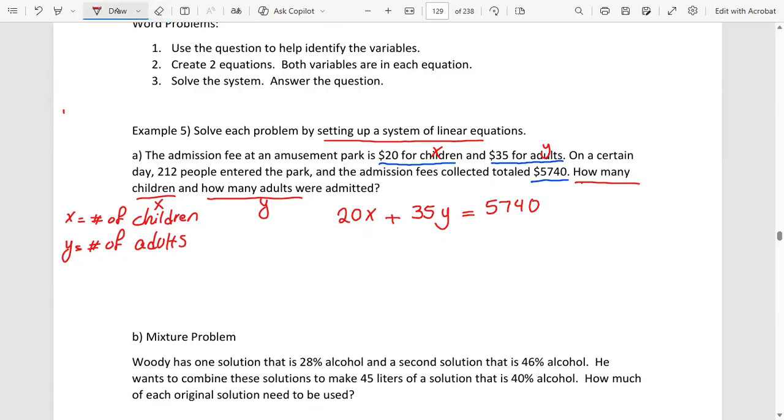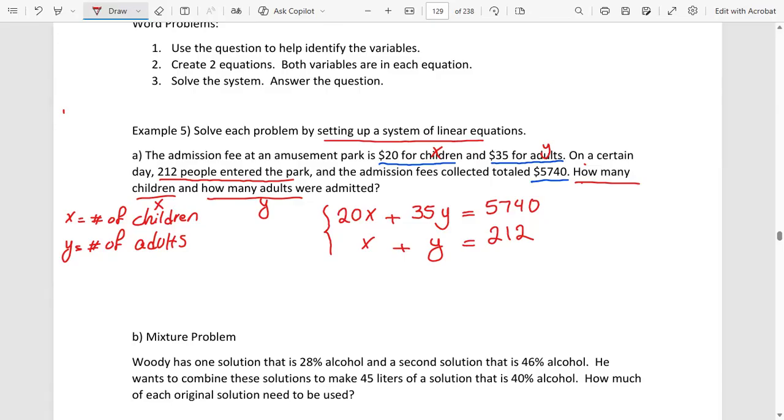Now I want to write the second equation. For the second equation, I'm looking at the second sentence. It says on a certain day, 212 people entered the park. What does it mean, 212 people entered the park? That means all the children and all the adults who entered the park total 212. That means X, all the children, plus Y, all the adults, together are 212. Okay. Now I have a system of two equations and I can solve this system using the elimination method or substitution.